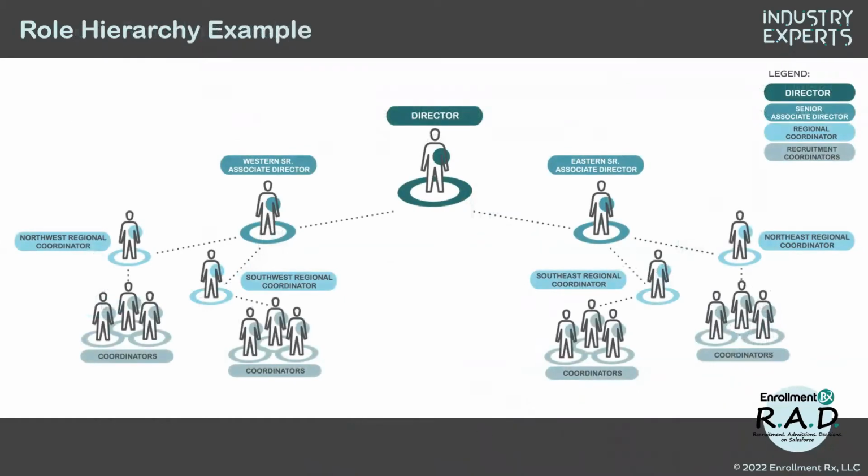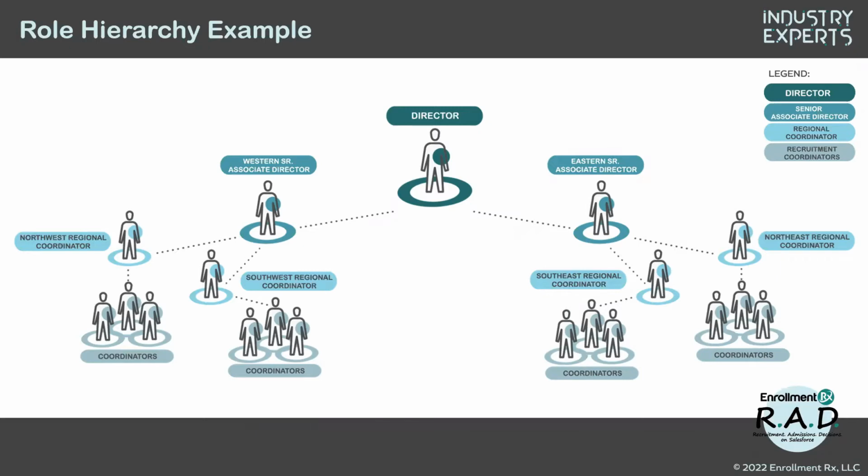So here we're looking at an example of a 4-tier role hierarchy. At the top, we have our director, and directly below that director are 2 associate directors, one managing the Western territories and one managing the Eastern territories. Within the Western territories, we can drill down further to another role that separates the Northwest territories from the Southwest territories. And finally, under those regional coordinators, we see the Southwest coordinators and the Northwest coordinators.